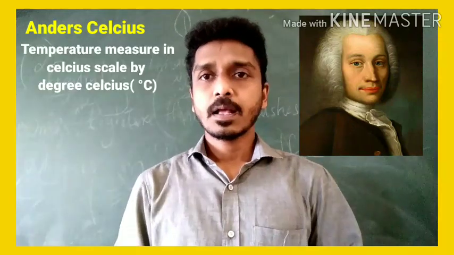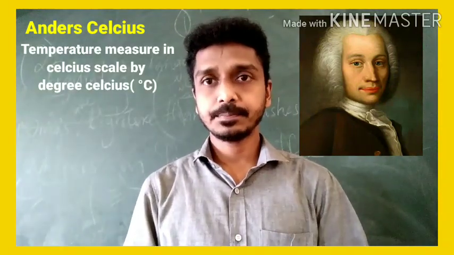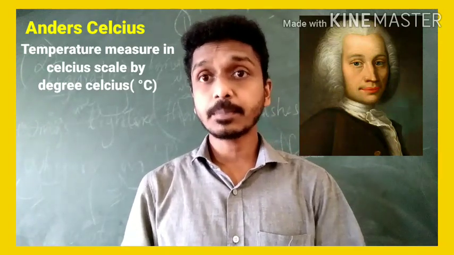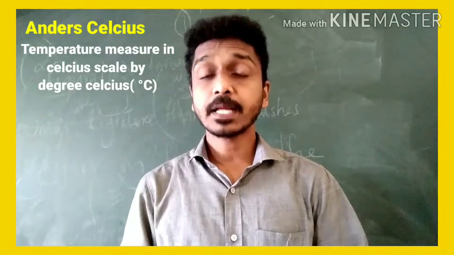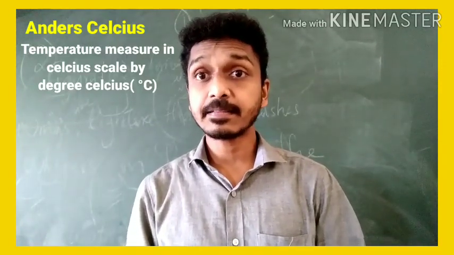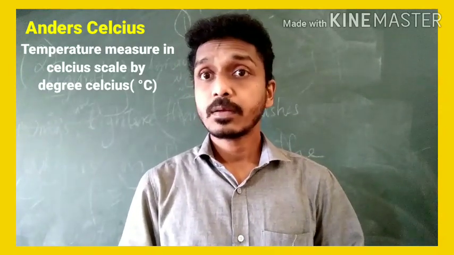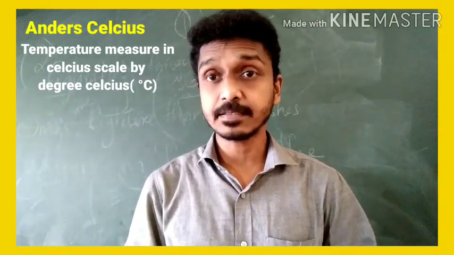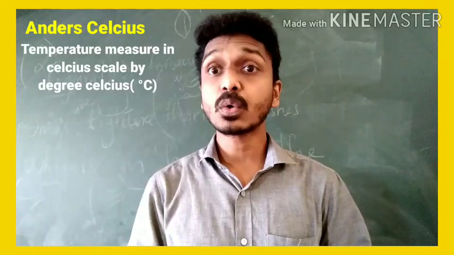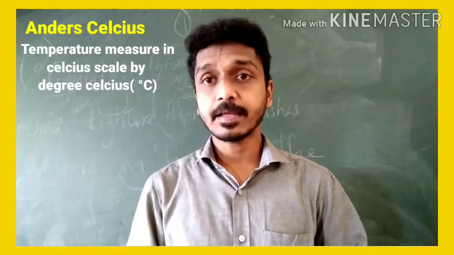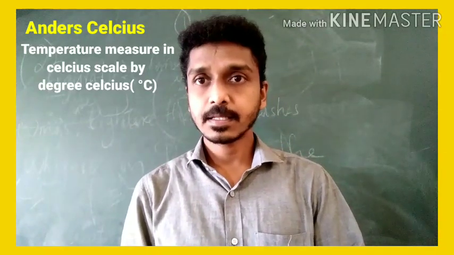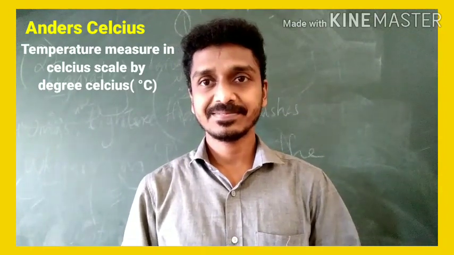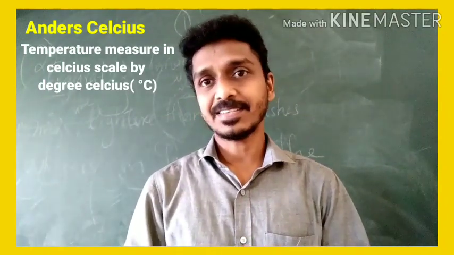Yes, very good. And one more point we want to learn, my dear. In the Celsius scale, every time we measure the temperature in degrees Celsius. That's why we say water boils at 100 degrees Celsius and ice melts at 0 degrees Celsius. That means in the Celsius scale, temperature is measured in degrees Celsius. Understood, right? Yes, very good.